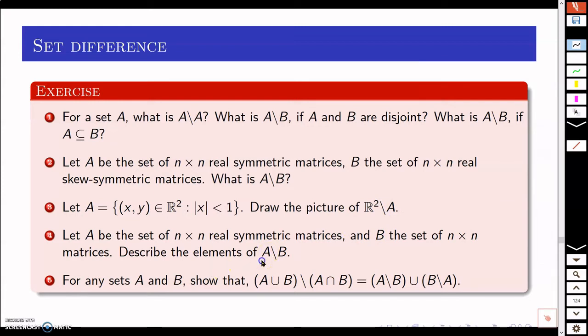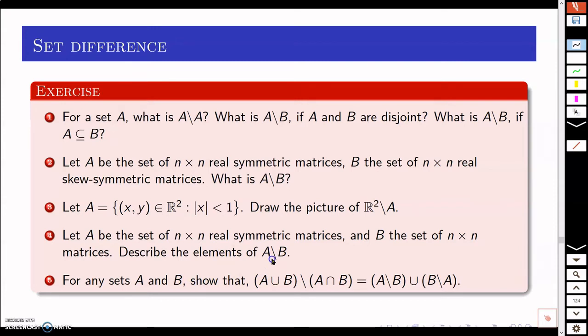Fourth one, let A be the set of all n cross n real symmetric matrices and B be the set of all n cross n matrices. Now B is the set of any n cross n matrices. Then you describe the elements of the set A difference B. What kind of elements are you going to have in A difference B.